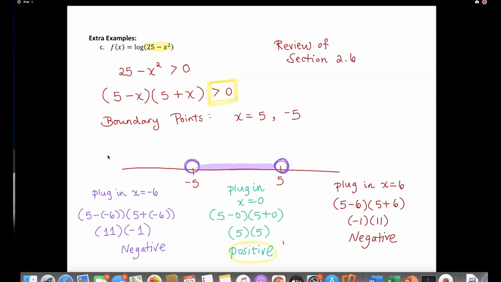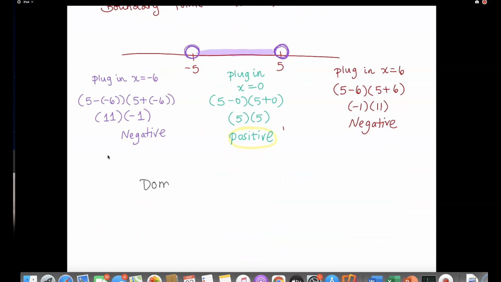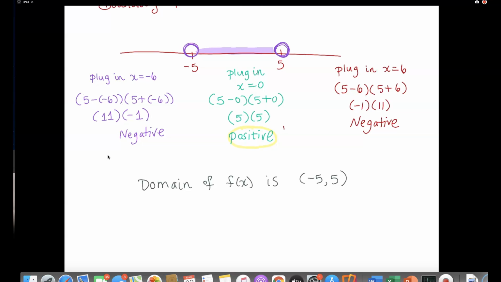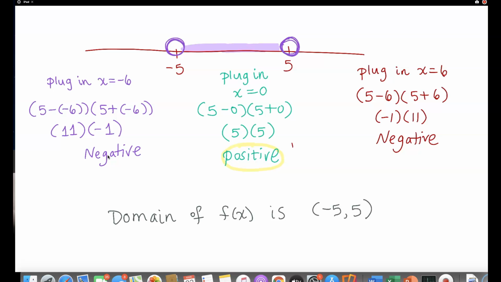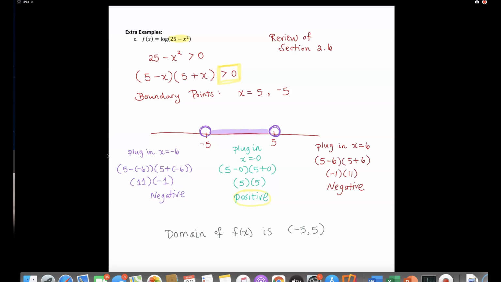So here's the answer. Now zoom out and say it. Domain of f of x is negative 5 to positive 5, but I must draw open circles and regular parentheses instead of square brackets because the endpoints will make it 0, but the argument of a logarithmic function should not be equal to 0. It should be bigger than 0. So that is how you can do part C.